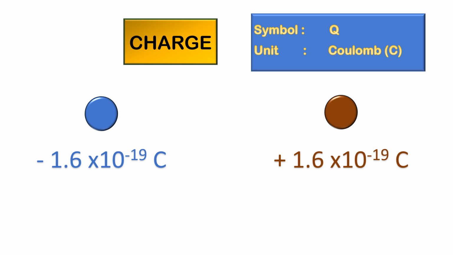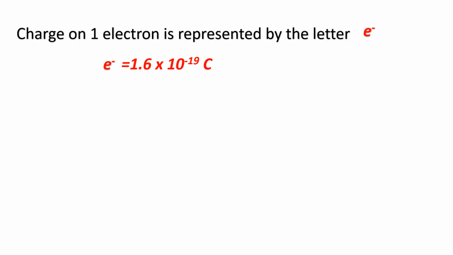One is a minus sign, another is a plus sign, due to the names negative charge and positive charge. As I told you, the charge on one electron is represented by the letter E, E for electron, and there is a minus on the head of E. That negative sign is for the negative charge because an electron carries negative charge. So the value of E minus is 1.6 into 10 to the power minus 19 coulomb.